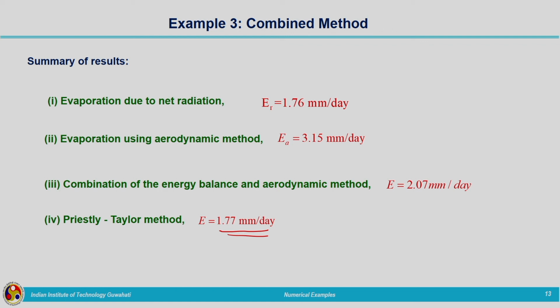While comparing the values corresponding to all these four, that is, net radiation separately, then the aerodynamic method, then the combination of aerodynamic and net radiation, and then the method provided by Priestley and Taylor, you can see the Priestley-Taylor method is giving approximately the same value as net radiation, and in the case of the other two methods, it is slightly higher. So, we have solved different numerical examples related to evaporation by making use of analytical techniques.